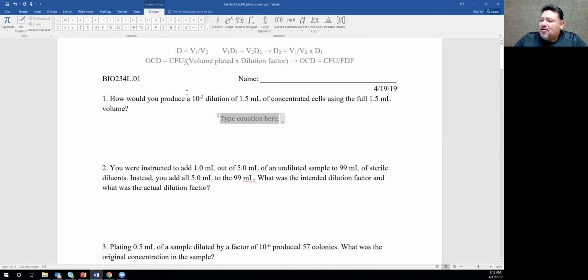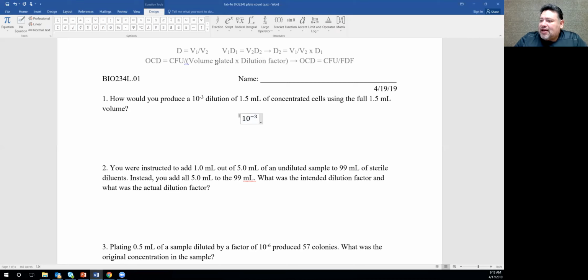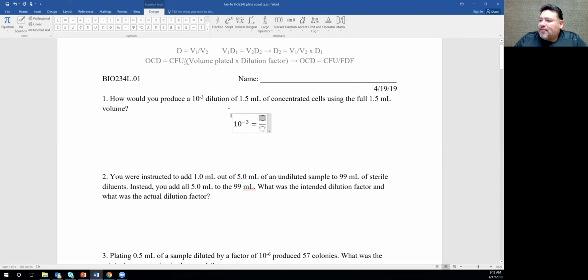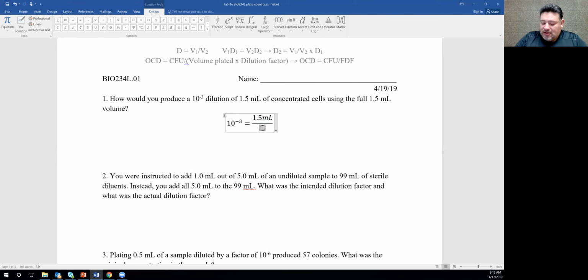This means that we want a dilution of 10 to a negative third, okay? So we're going to call that 10 to a negative third, okay? And that dilution is supposed to be equal to the initial volume, which is 1.5 mLs, divided by some unknown quantity, final volume that we don't know. Okay, we're going to call that V2. So there we go, V2. Oops, let's use a big V. Big V.